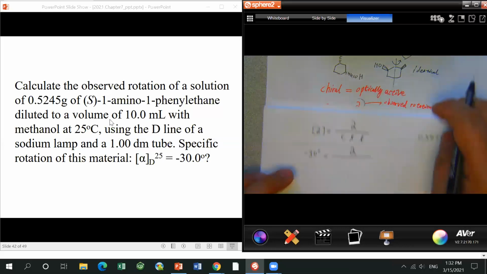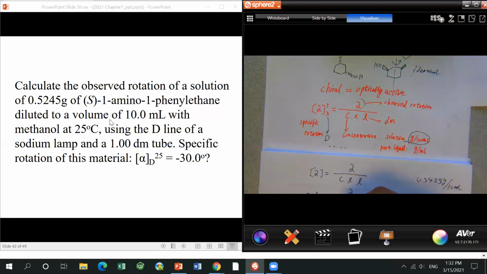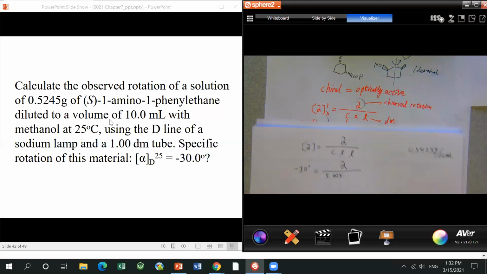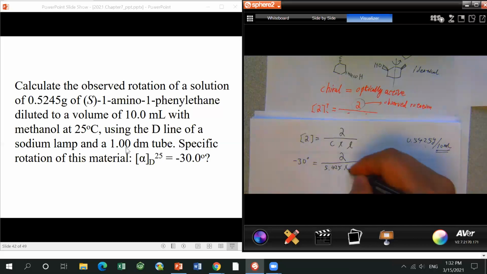But remember, if we use a solution, it should be grams per 100 ml. So for grams per 100 ml, it should be 5.425, because 100 ml is 10 times 10 ml. And then the length of cell is still 1 decimeter.